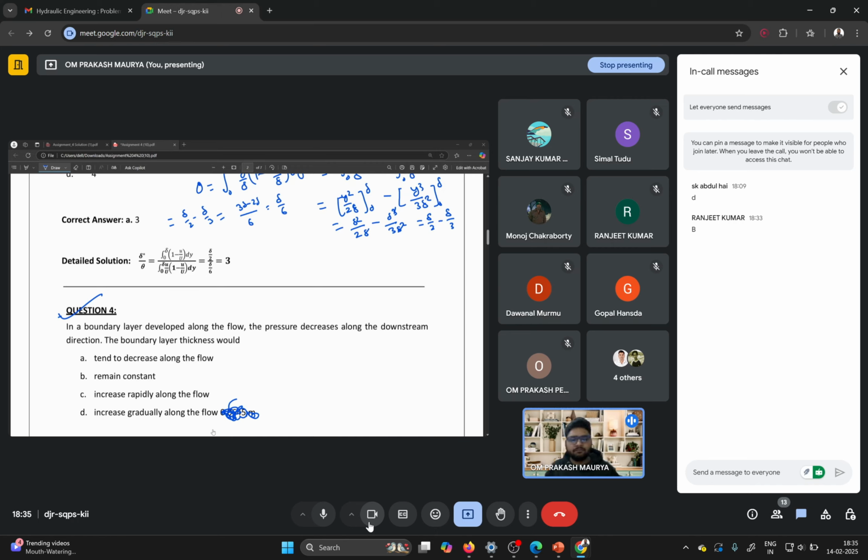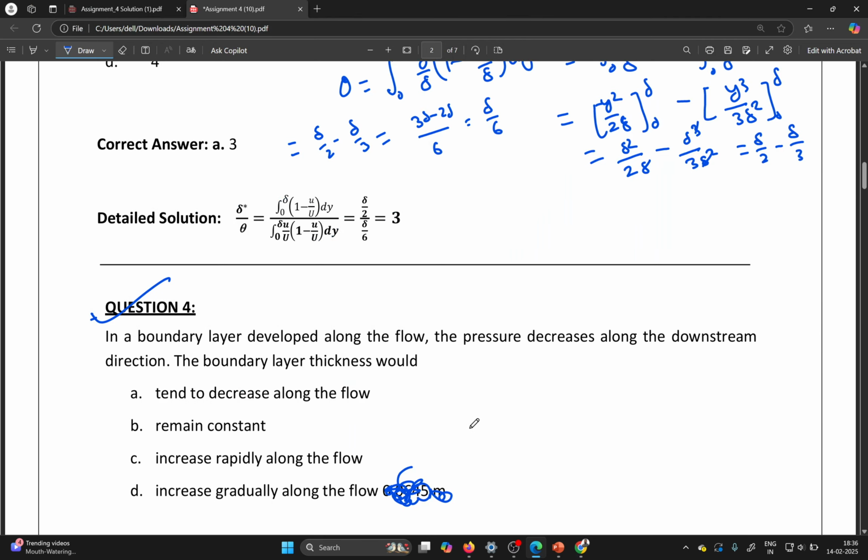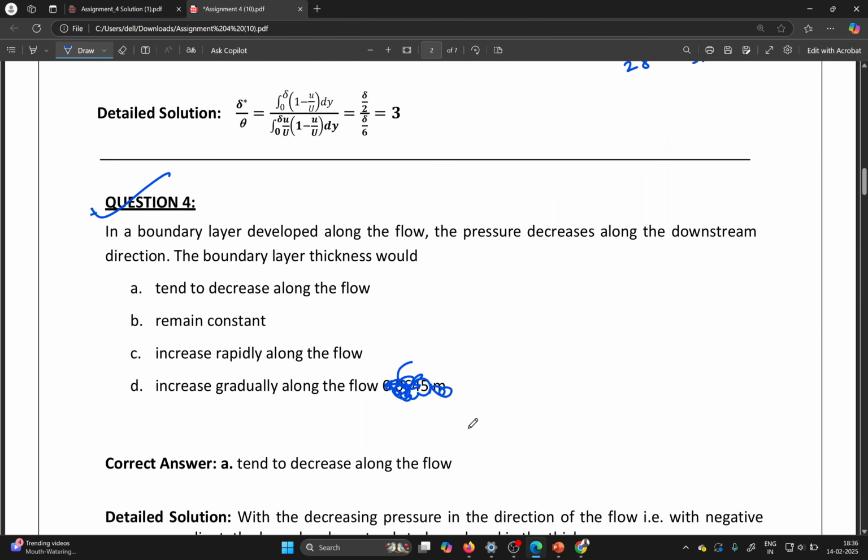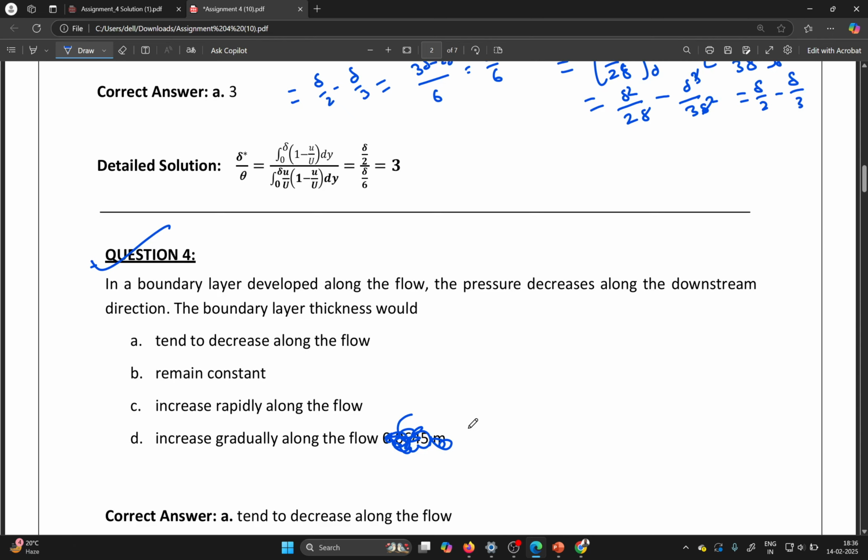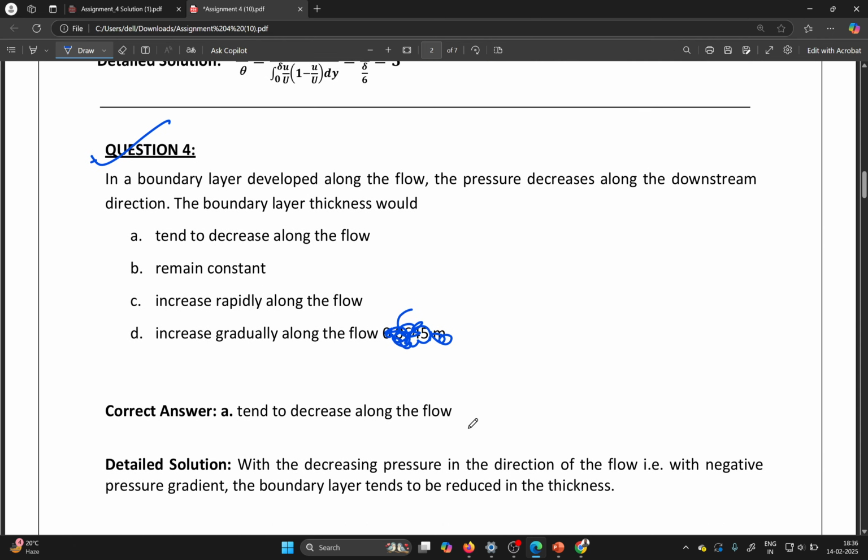Okay, let me explain. Before explaining, I want to tell you the discussion about this. With the decreasing pressure in the direction of flow, that is the negative pressure gradient, what does it mean? The boundary layer tends to reduce in thickness. Actually, that is given here.